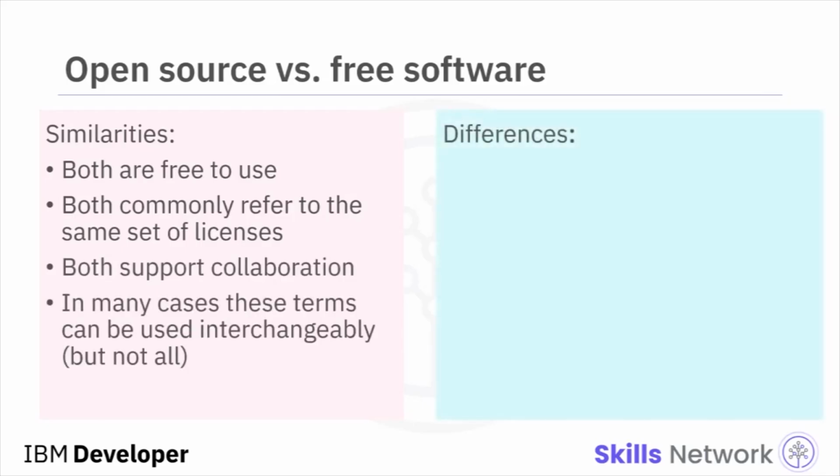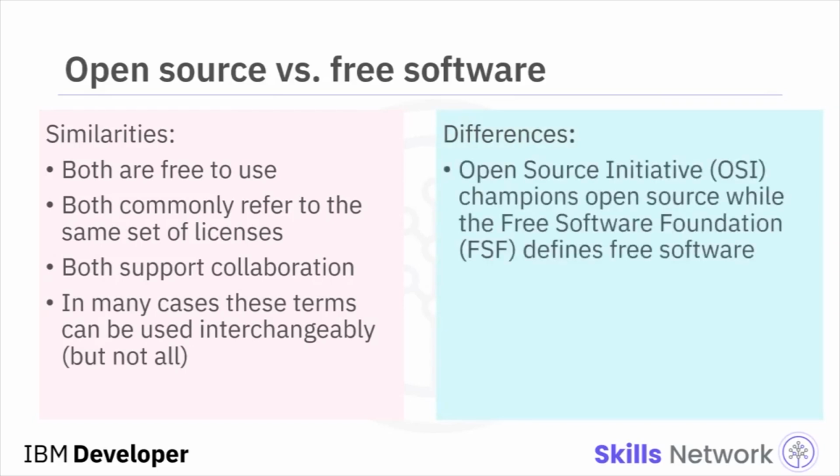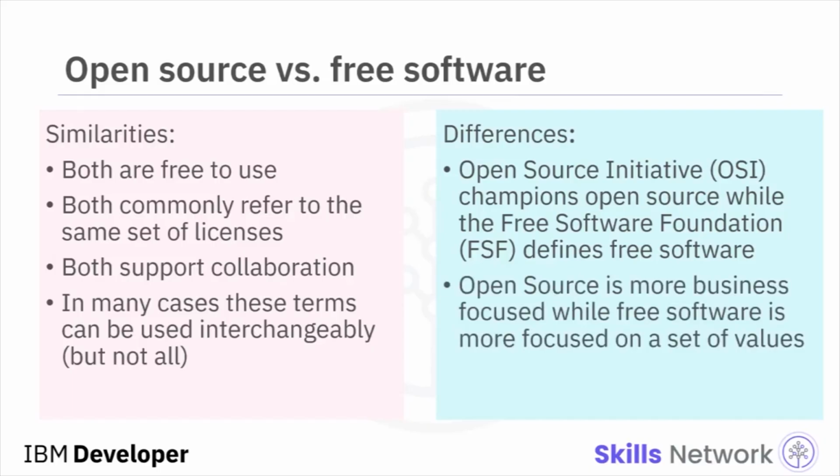Now, let's discuss the differences between open source and free software. The Open Source Initiative, or OSI, champions open source, while the Free Software Foundation, or FSF, defines free software. Open source is more business-focused, while free software is more focused on a set of values.